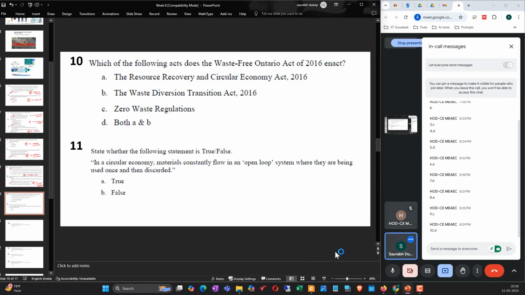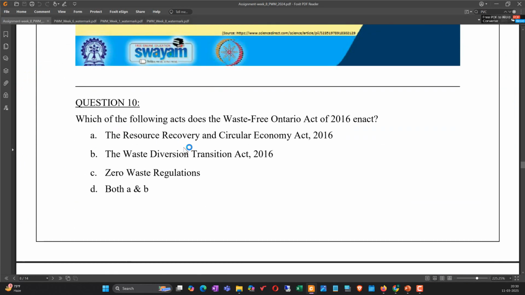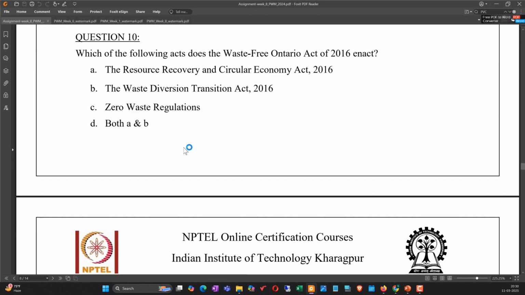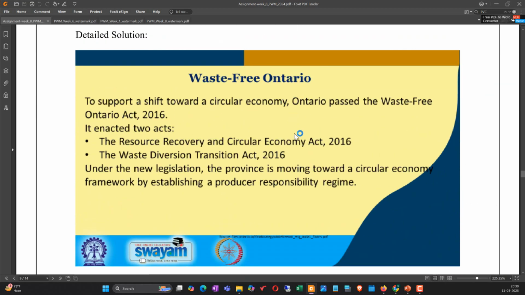Okay, so let's see the answers. So yes, option D is the correct one, and the answer to this is the Waste Free Ontario Act, and it is to support the shift toward a circular economy. Ontario passed the Waste Free Ontario Act 2016, where they enacted two acts. First one is the Resource Recovery and Circular Economy Act.